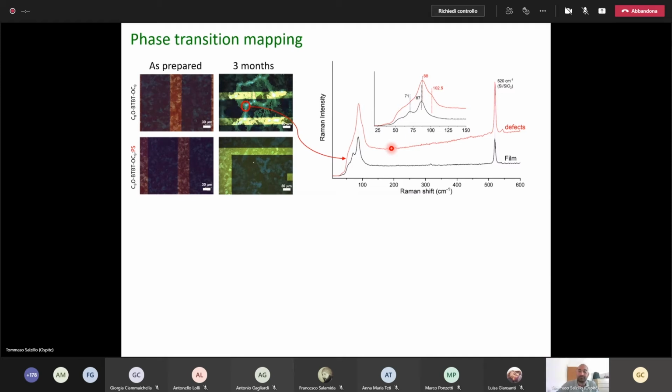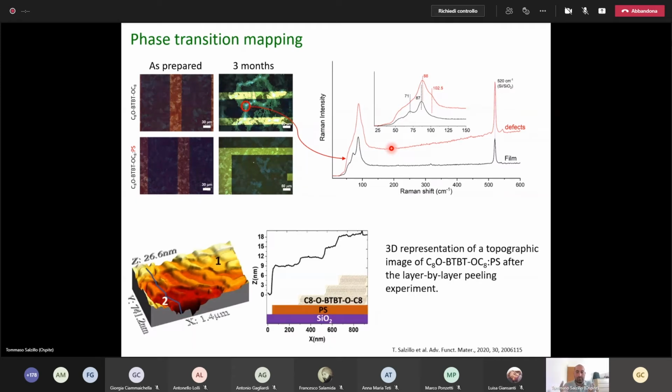So just to understand the entire picture of this transformation, we also performed atomic force microscopy with this nice technique called layer by layer peeling experiment, and we were able to understand that for the film made with the polymer agent, the polystyrene goes to the bottom of the film, passivating the silicon oxide, that is the dielectric, and freezing the surface-induced structure, which is also the best structure for the semiconducting properties.